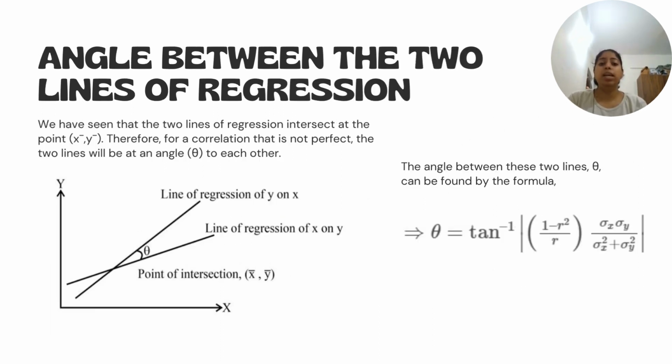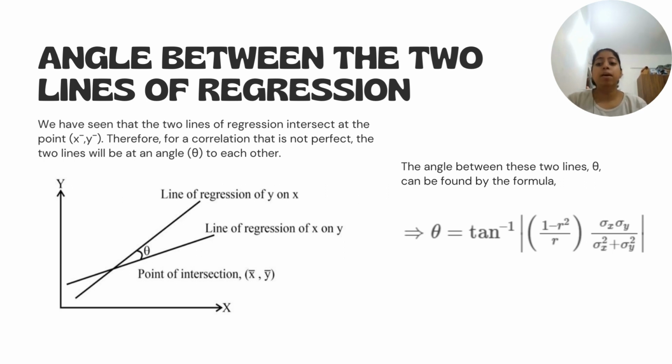Angle between two lines of regression. We have seen that the two lines of regression intersect at the point x bar comma y bar. Therefore, for a correlation that is not perfect, the two lines will be at an angle theta to each other. This angle theta between the two lines can be found by the formula: theta is equal to tan inverse of the modulus of (1 minus r square upon r) into (sigma x into sigma y) divided by (sigma x square plus sigma y square).